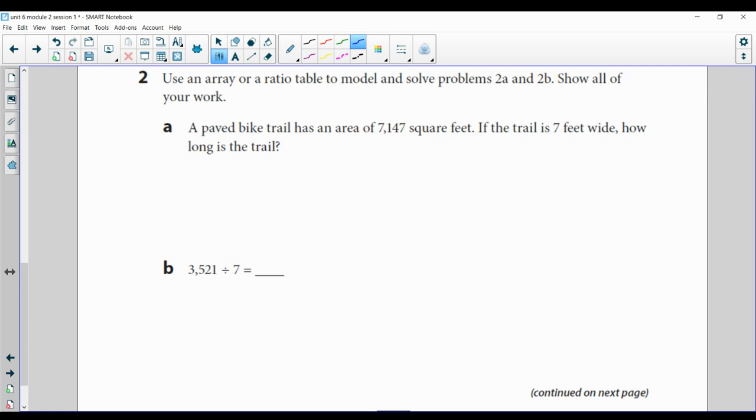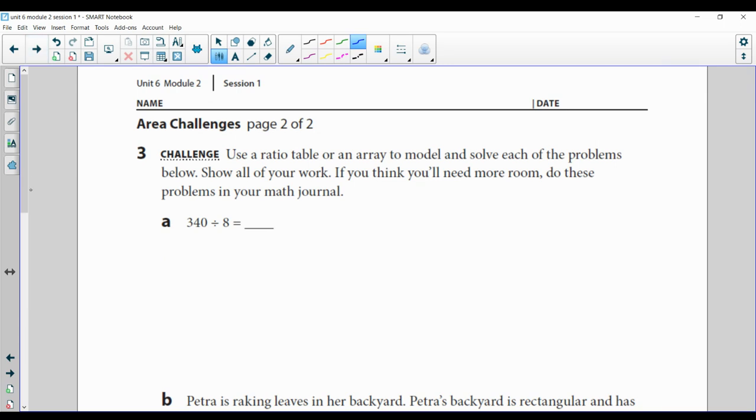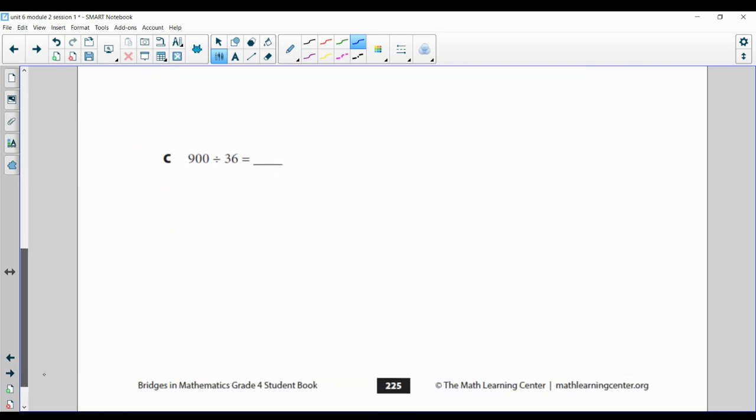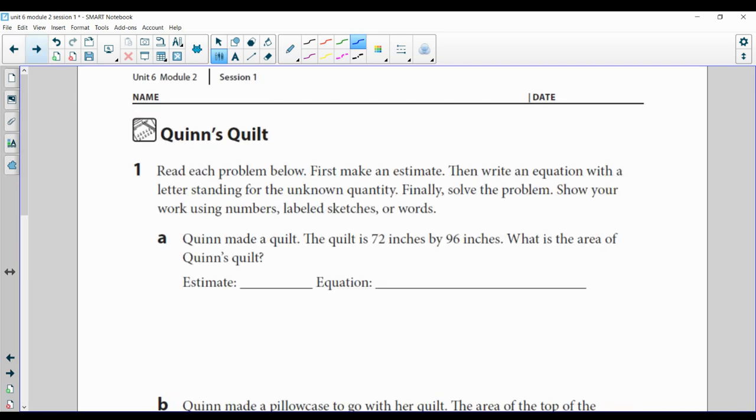Same idea down here, this problem here, we have a bike trail, 7,147, and then it's 7 feet wide. So you can use some big friendly jumps there. You don't want to do little jumps on these problems. Once again, here are the ratio tables and arrays that you can do for practice on these.